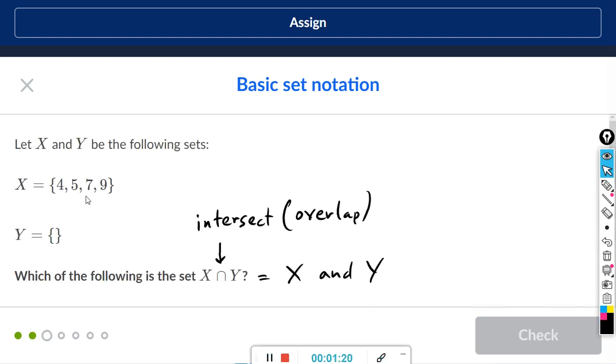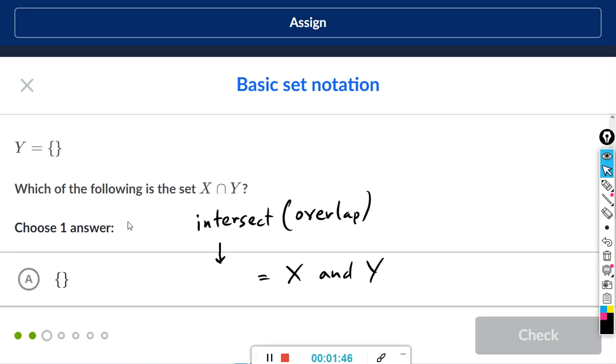All right, so we have our values for X. There's no values in Y. They want to know X intersect Y. Okay, this upside down U means intersect or overlap. It's the same as saying X and Y, the numbers that are common to both of them. And as you can see, there are no numbers that are common to both X and Y. X has 4, 5, 7, 9. Y has nothing.